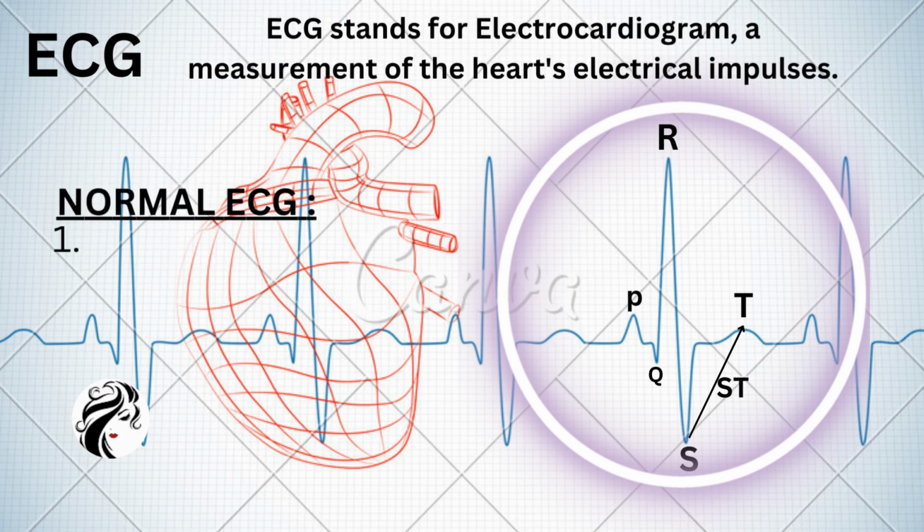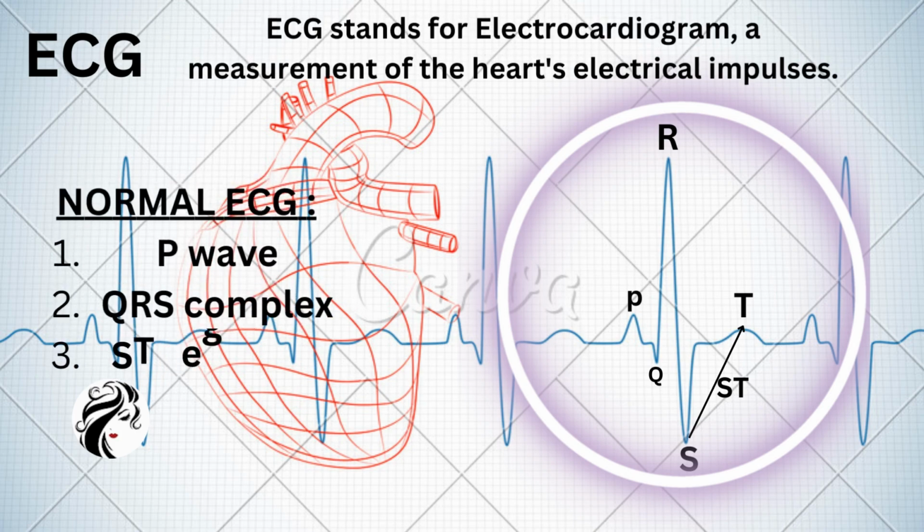Most of the time, everyone has heard about the ECG. ECG is basically the measurement of the heart's electrical impulses, and it stands for electrocardiogram. So we have a normal ECG in which we have a P wave, QRS complex, ST segment and T wave.